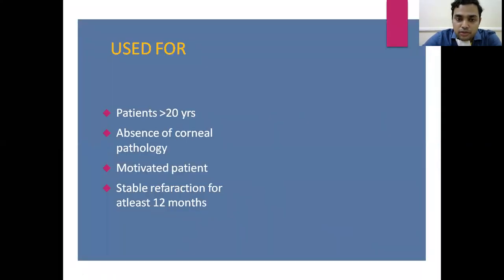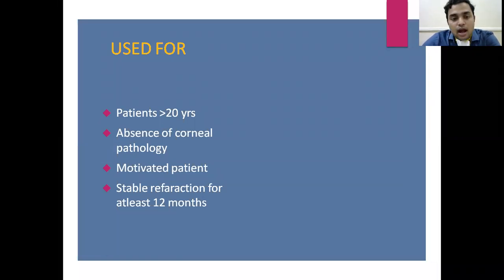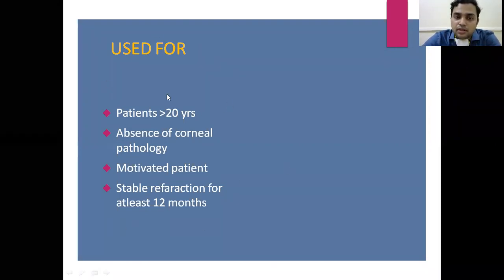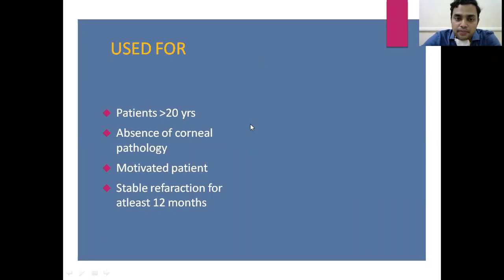So LASIK is used only if the patient's age is above 20 years, if there is an absence of any corneal pathologies, if the patient is very much motivated, and the patient's refraction should be stable for at least 12 months. So these are the eligibility criteria for patients to undergo LASIK surgery. That is, the power should not change for at least 12 months.